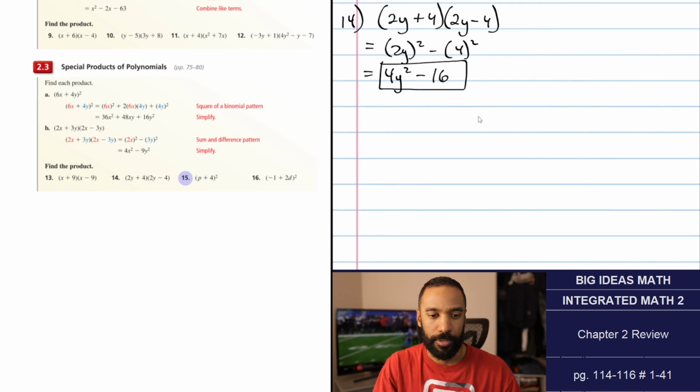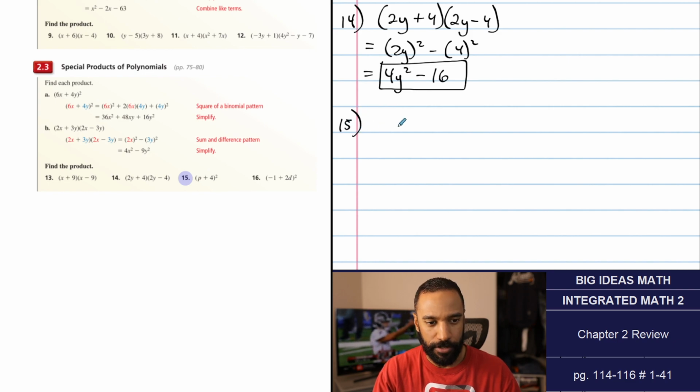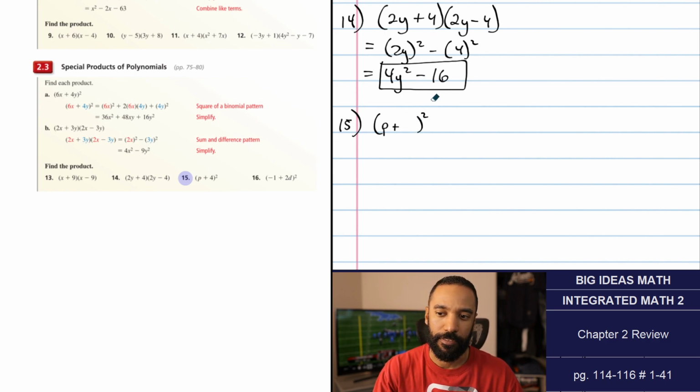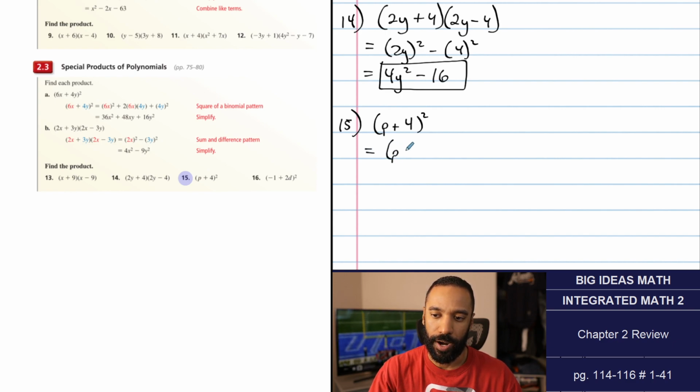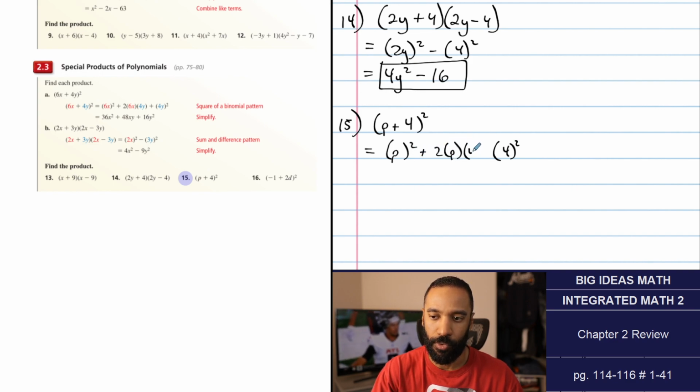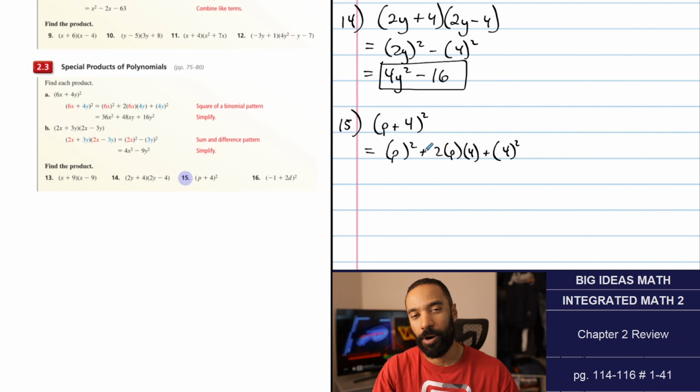Now the next two, numbers 15 and 16, let's see where we go from here. This is no longer a sum or difference of 2 squares by any means. Instead, this is a perfect square trinomial. I wrote the problem wrong. This is a perfect square trinomial that we get as a result of squaring a sum or a difference. Square of a binomial pattern. So p plus 4 quantity squared means we will be squaring that first term and last term, but in between here, we will be doubling the product of p times 4. We will be doubling 4p.